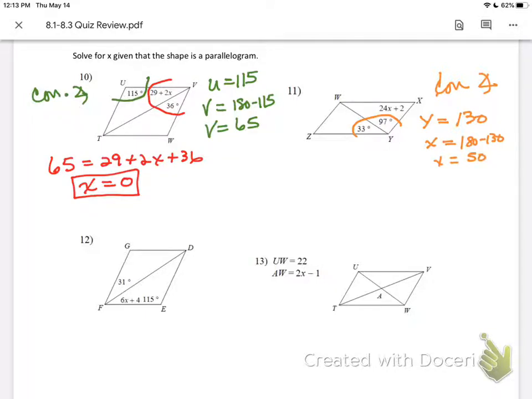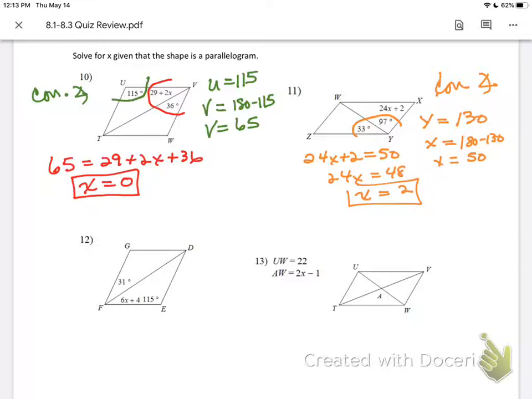Okay, so if x is 50, let's see if we can figure out what else we know. So 24x plus 2 has to be 50. So 24x has to be 48. So therefore x is going to be, what did I just do? Yeah, x is going to be 2.